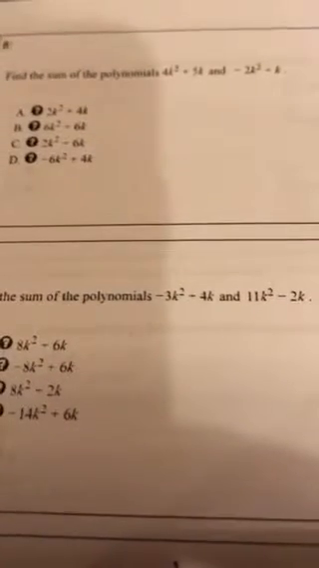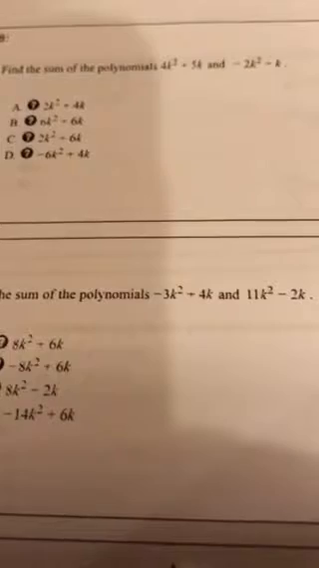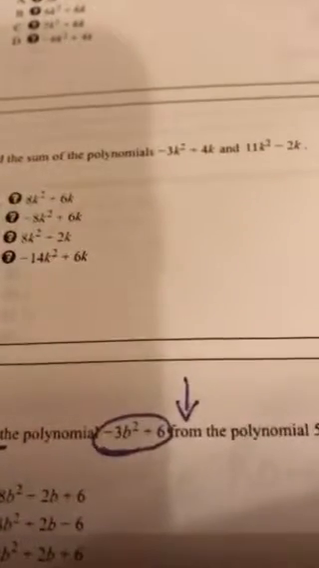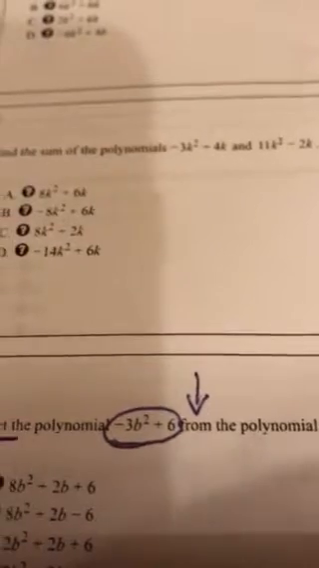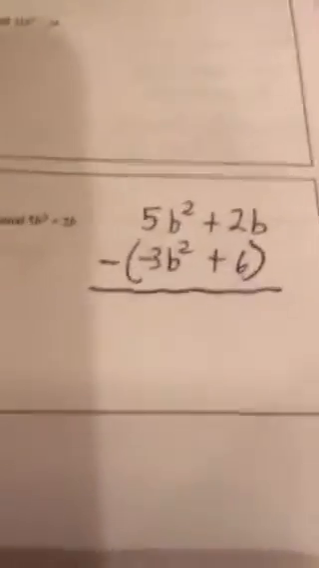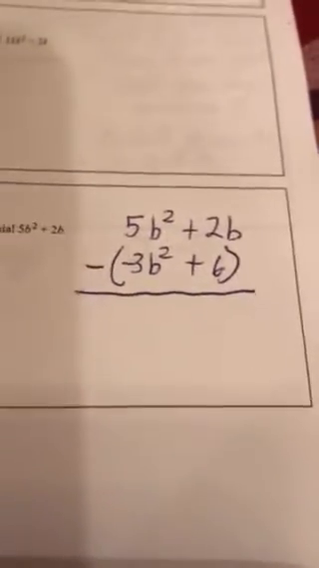4k squared plus 5k. I can combine that, negative 2k squared minus k. This one, finding the sum, again, adding. This one I set up on your test, and so hopefully you can kind of see what's going on here.